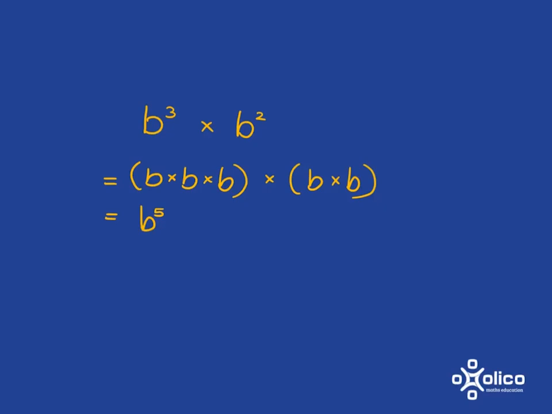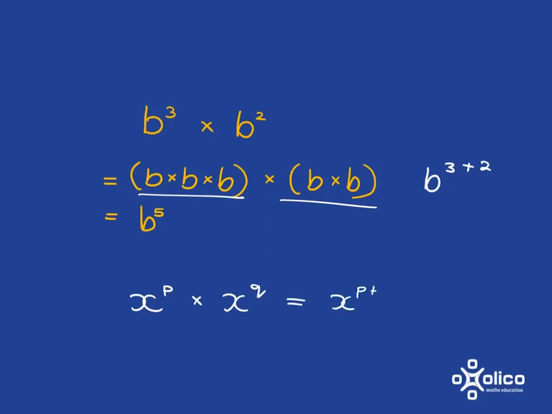What you're seeing is when you've got b cubed multiplied by b squared, when you write it out like this, you'll see that you've got 3 b's here multiplied together, and then they're multiplied by a further 2, so you get b to the 3 plus 2, which is 5. So we can summarize that as follows. If we've got x to the power of p and we multiply it by x to the power of q, the rule says that we will have x to the p plus q.